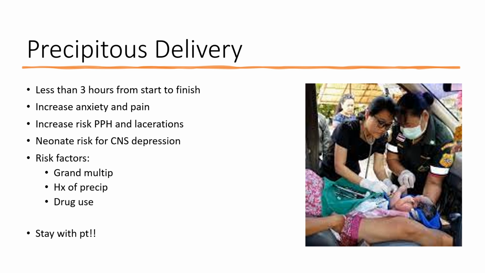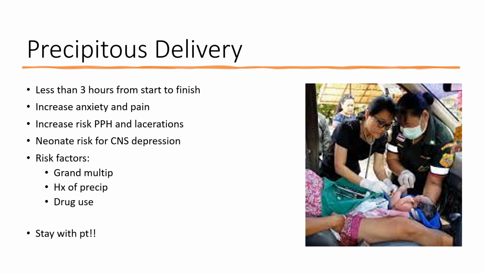One thing I want to talk about here quick, so this isn't one of the dystocias, but this is the opposite of dystocia. This is a precipitous delivery, or a precip, you might hear it referred to. And this is where the patient's labor starts, and within 3 hours, she delivers the baby. These patients have an increased level of anxiety and pain. There's an increased risk of postpartum hemorrhage and lacerations. The infants are at a risk for CNS depression.